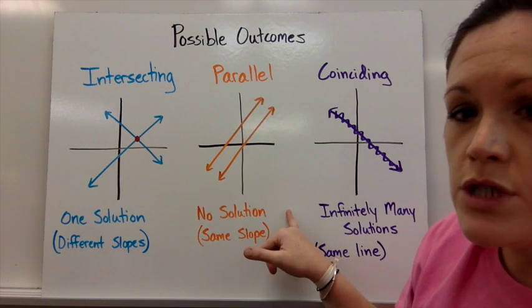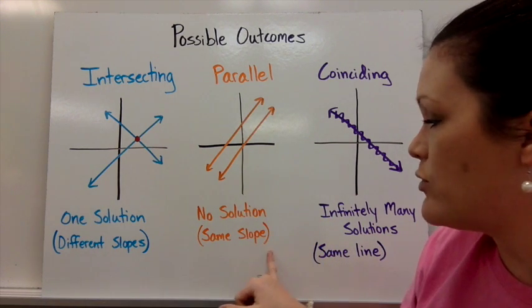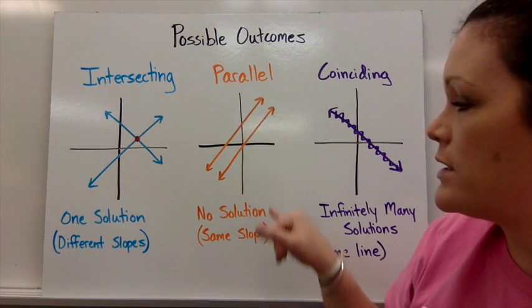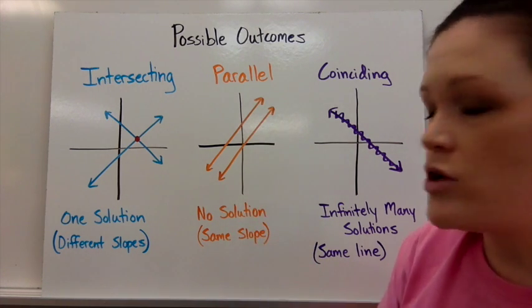Parallel lines is another option. These have no solution because they don't touch. They never will touch. They have the same slope, but notice they have a different y-intercept. So parallel ones have no solution.